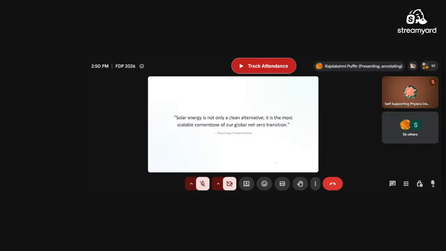Okay, so clean energy is not only the clean alternative, it is the most scalable of the cornerstones of a global net zero transition. The word net zero transition is very important if you want to produce clean energy. That is what we're looking at.